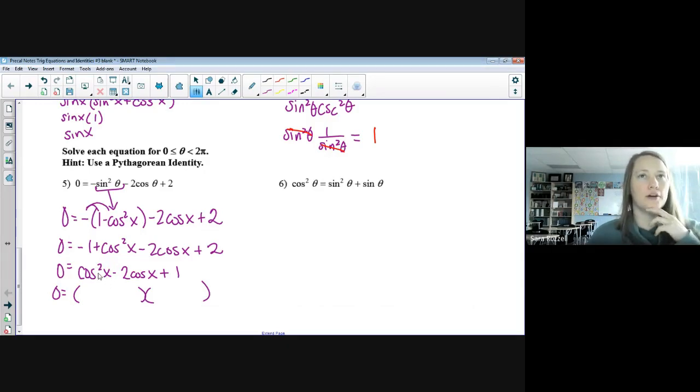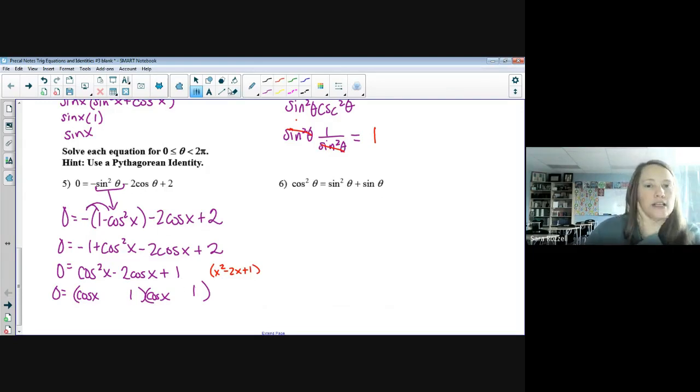What would multiply to cosine squared? What and what? What do we put in the front? Cosine and cosine. What's going to multiply to 1? 1 and 1. And we want it to add to negative 2, right? So remember, if you like to write this out with x's on the side, that's fine. This is the same as doing x squared minus 2x plus 1.